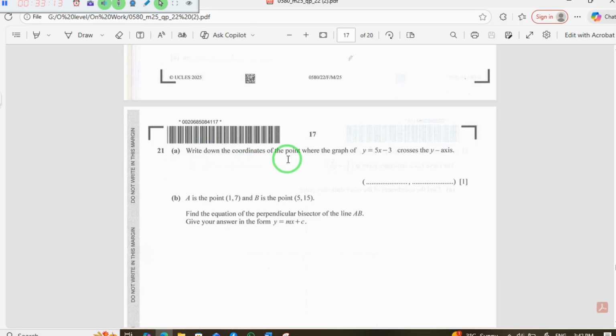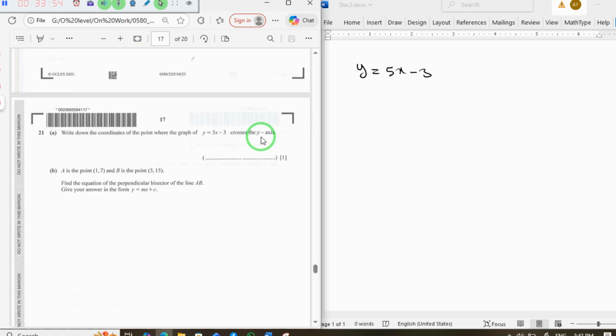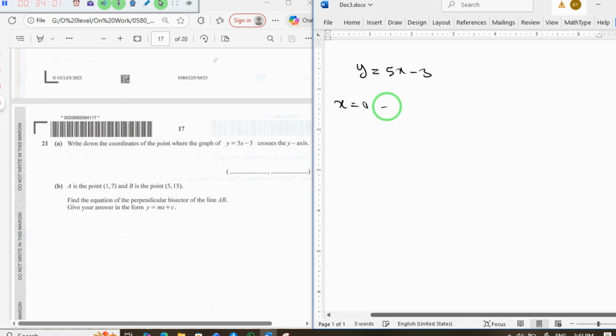Write down the coordinates of the point where the graph of y equals 5x minus 3 crosses the y-axis. Here y is equal to 5x minus 3. When x is 0, the graph crosses the y-axis.